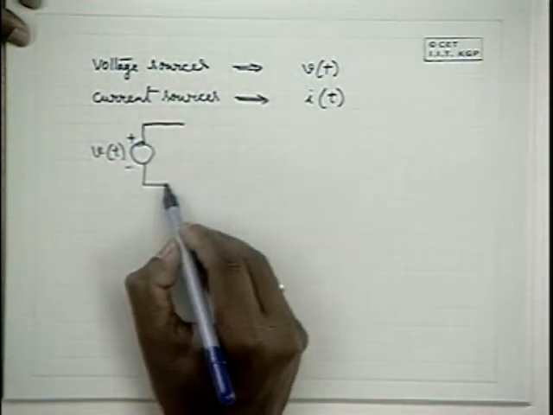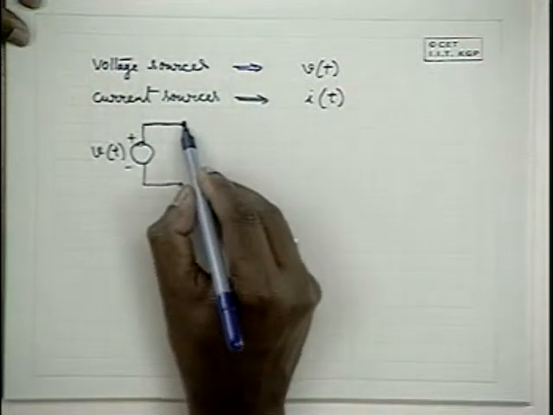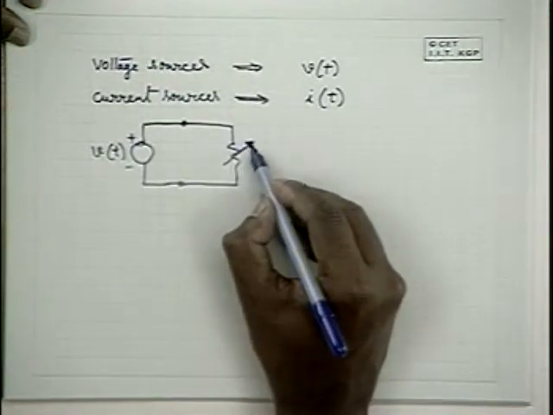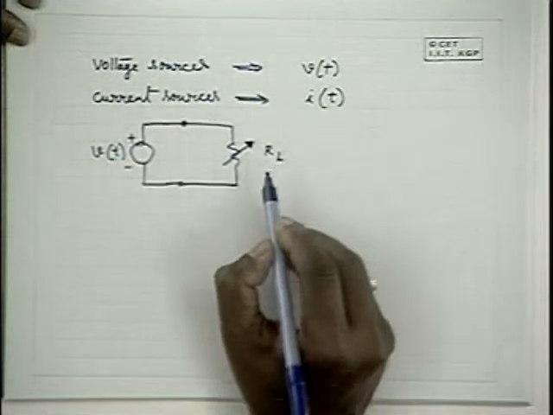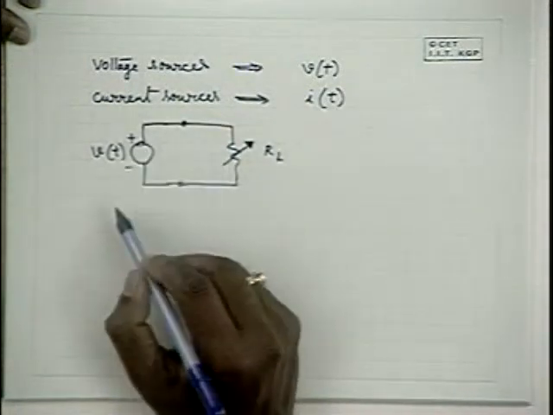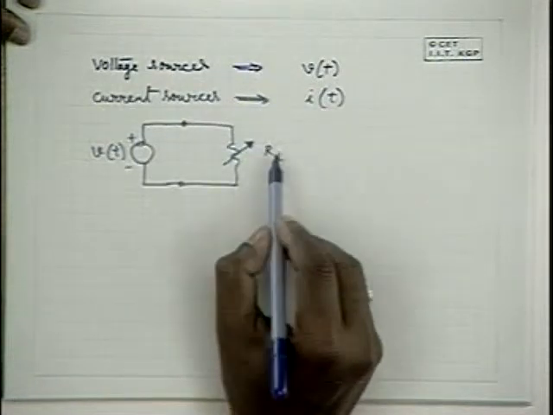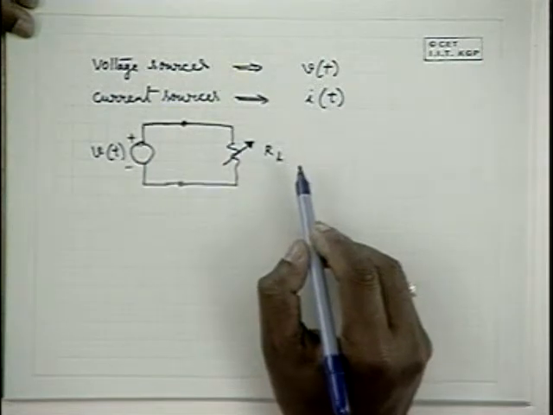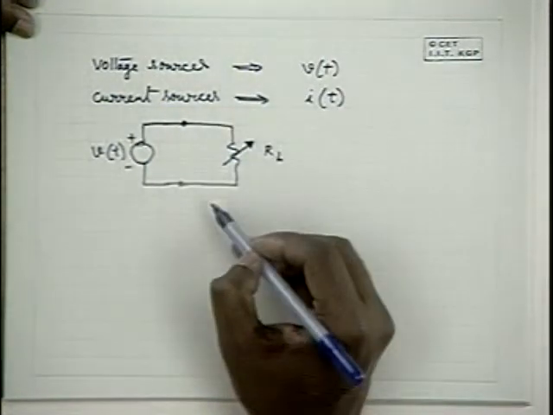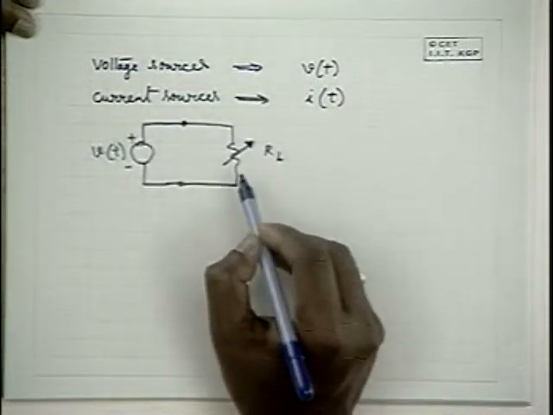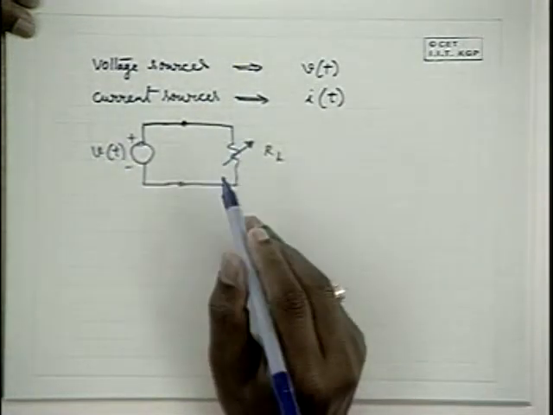What we mean by a voltage source is that when we connect a load resistance, this voltage should not change. For all practical purposes, this voltage should be constant, whether you connect a 1 kilo ohm resistance or a 10 kilo ohm resistance or a 100 kilo ohm resistance. Or for that matter, even when you open circuit it and measure the voltage, that voltage should be the same, even when a load is there and when a load is not there.